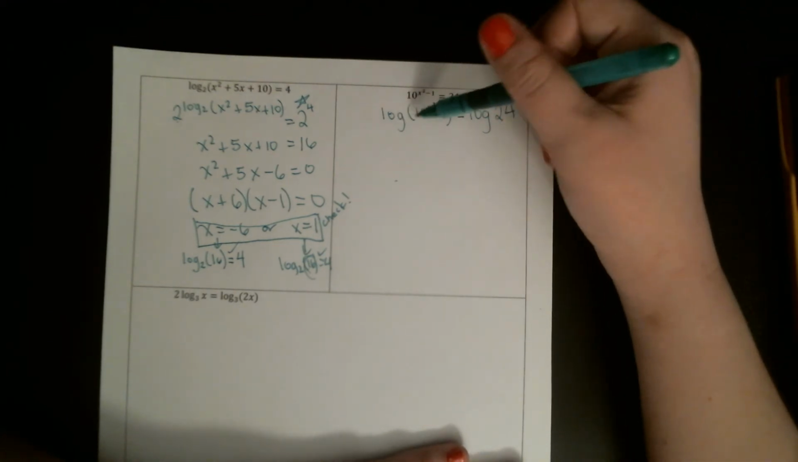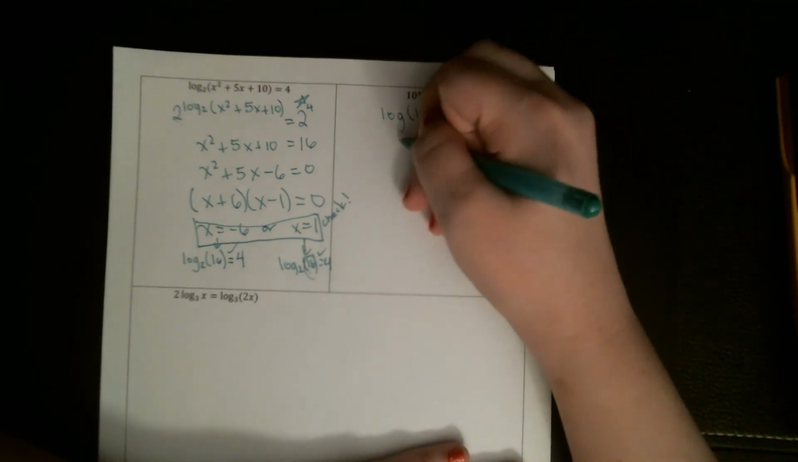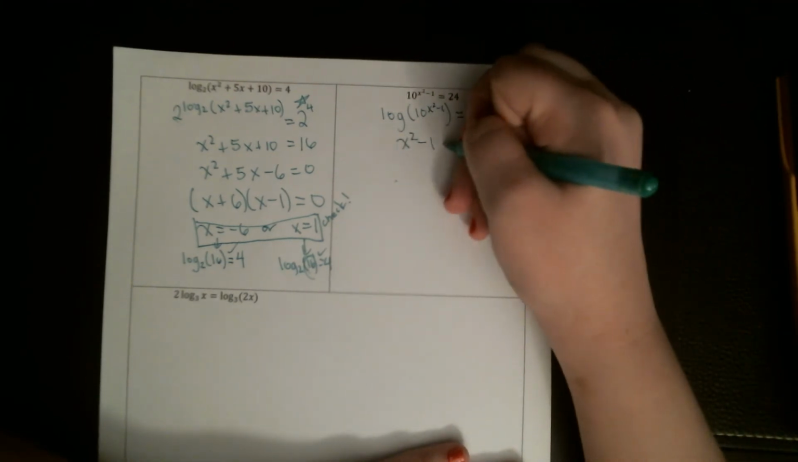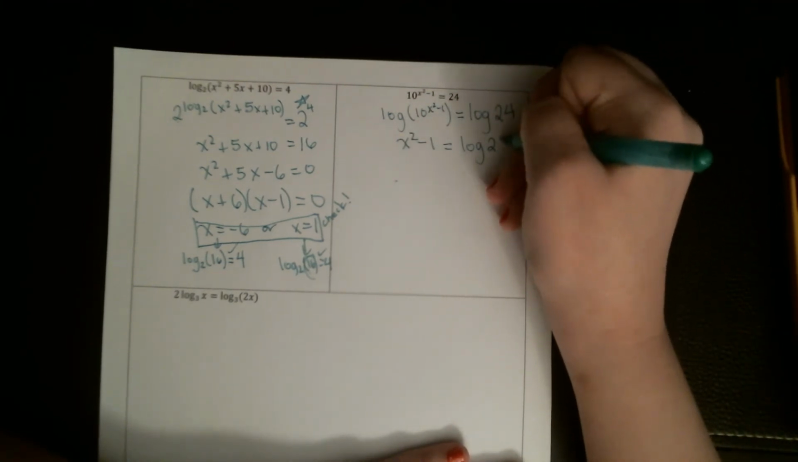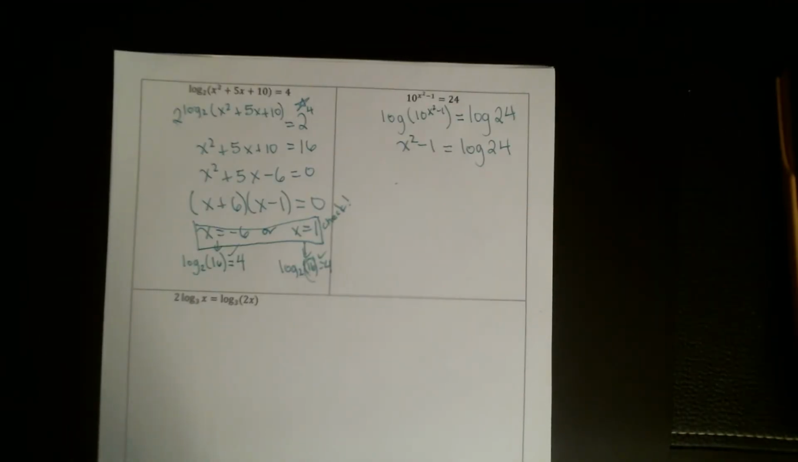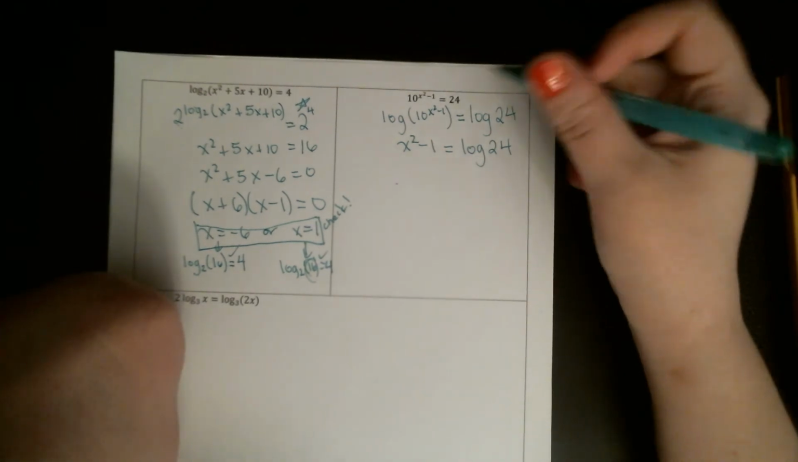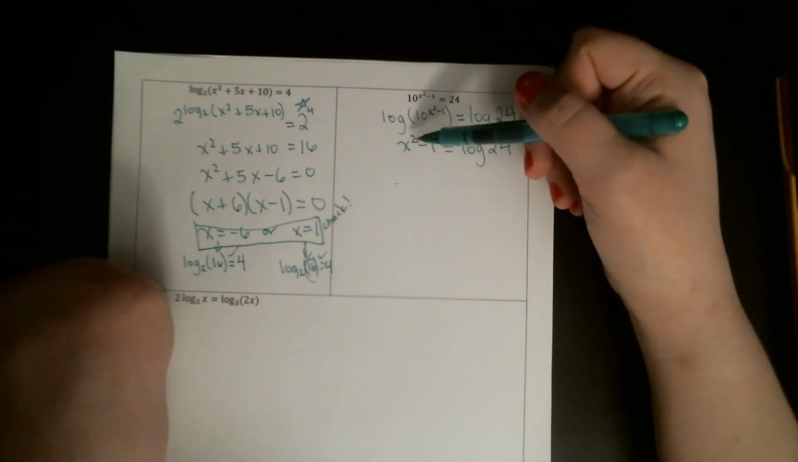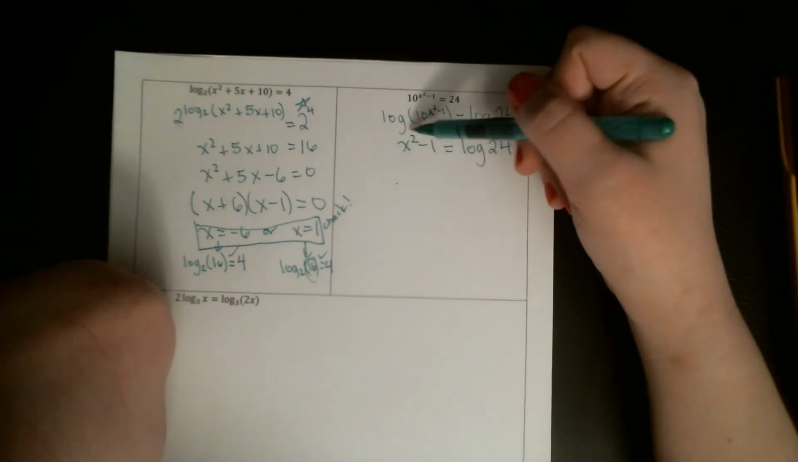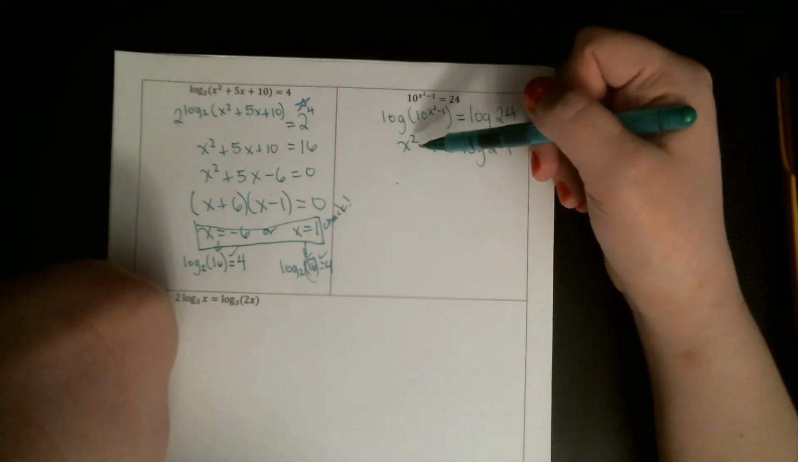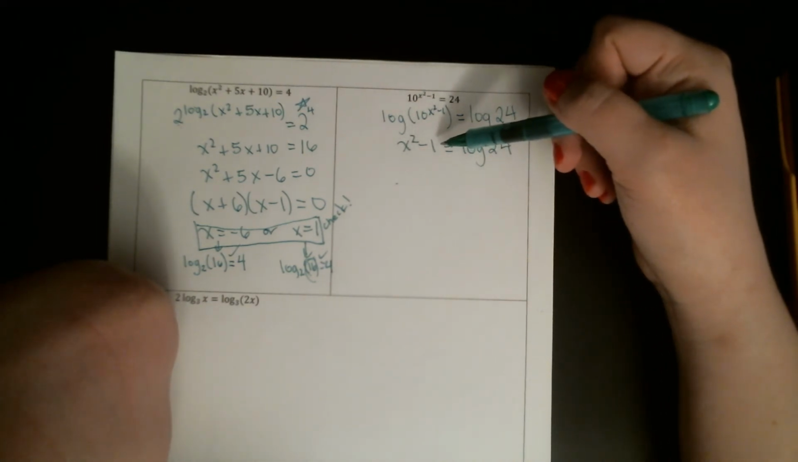Okay, so if I take the log of 10 to the x squared minus 1, I get x squared minus 1 equals log of 24. And this looks sort of terrible, but remember, we're solving for x. So in this case, I only have one x on one side of the equation. I can just reverse order of operations to solve for it.